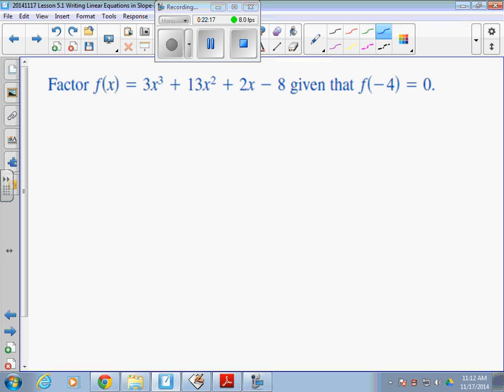Okay, let's try this one last problem before we get out of here. It says, note that f of negative 4 equals 0. So you've got f of negative 4. When you rewrite that, you rewrite it opposite as x plus 4. Use synthetic division to divide by x plus 4. Take about 1 minute.